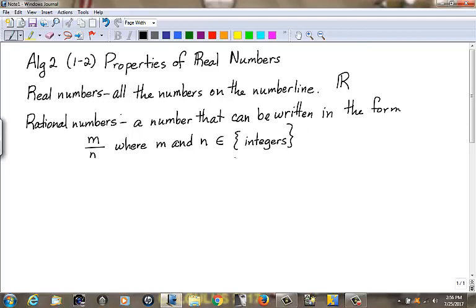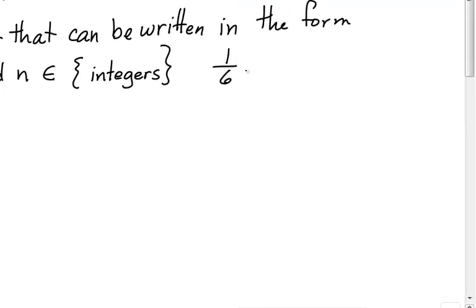Okay, and we'll get to integers in a minute, but basically it's examples like 1 over 6. 1 and 6 are both integers. 2 over 3. 2 and 3 are both integers. Negative 1/2. Negative 3/4. Those are all rational numbers. If I said the number 5, 5 is a rational number because I can write it as 5 over 1. Okay, so those are all examples of rational numbers.